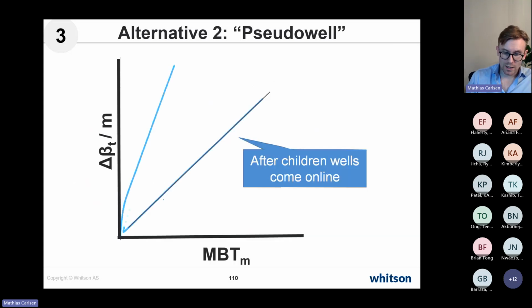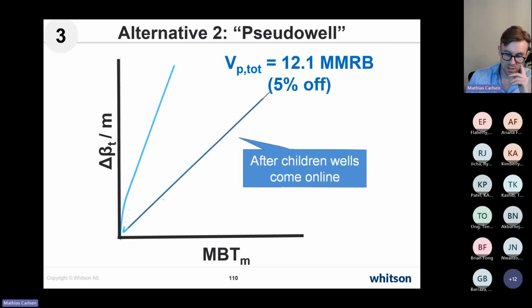If you go ahead and do that, you'll get two different slopes, one pre and one post when the children are coming online. You see the children line is what we see on the slope right here. The contacted pore volume from that exercise is 12.1 million reservoir barrels for the whole pseudo well. That's around 5% off the actual answer, so a little bit smaller, but it's really, really good.